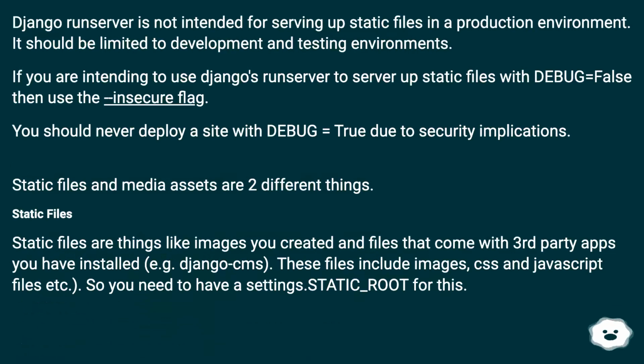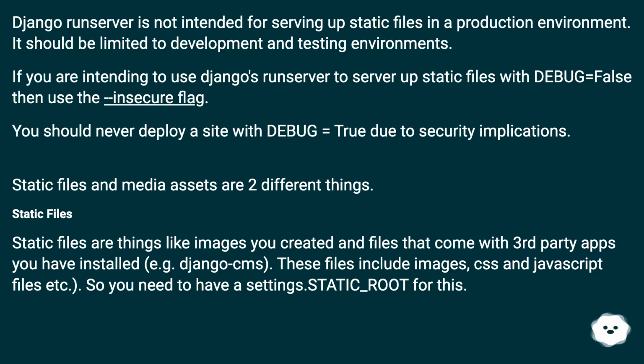Django's runserver is not intended for serving up static files in a production environment. It should be limited to development and testing environments. If you are intending to use Django's runserver to serve up static files with debug equals false, then use the insecure flag. You should never deploy a site with debug equals true due to security implications.